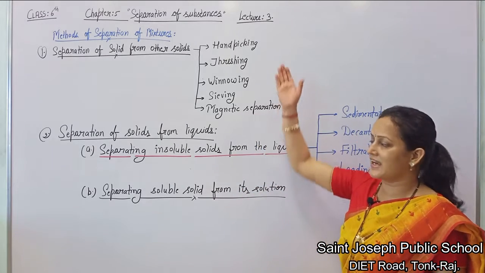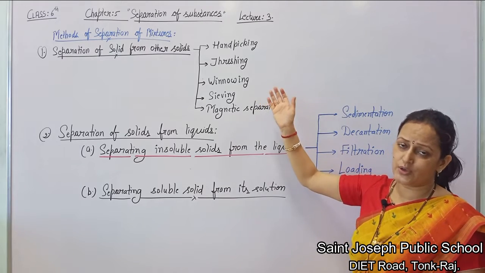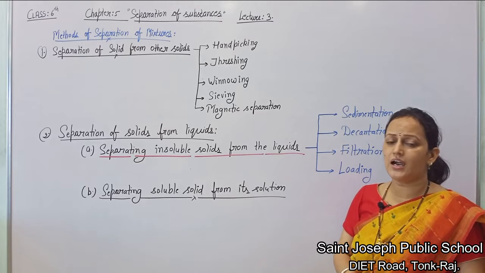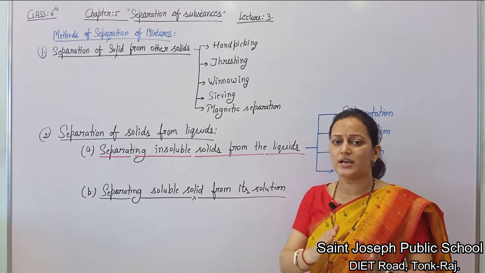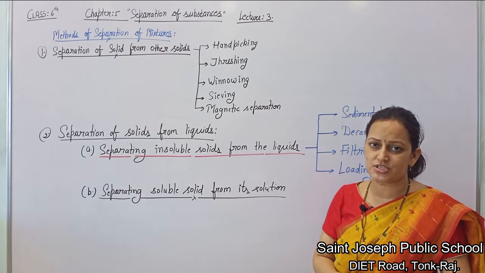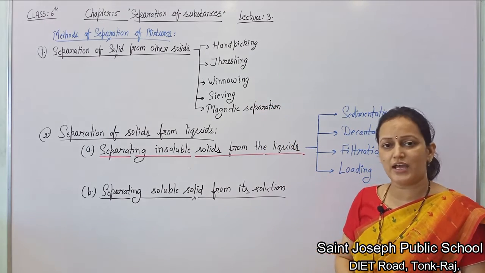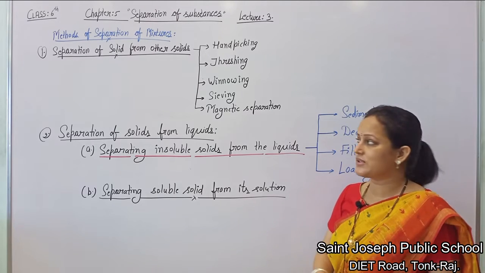The first one was hand picking, second is threshing, third is winnowing, and we have discussed all these three methods. There are two more methods which are used to separate the solid components from a mixture, and they are sieving and magnetic separation that we are going to study in today's video. Let's start today's video with sieving.